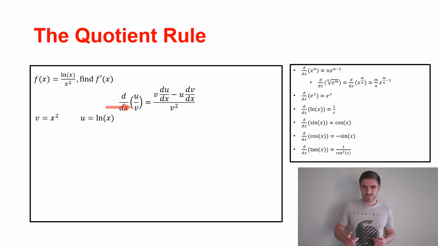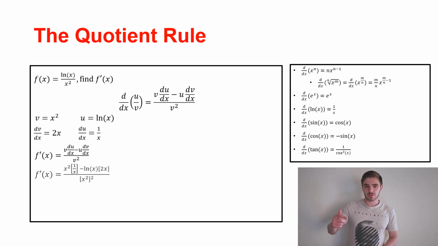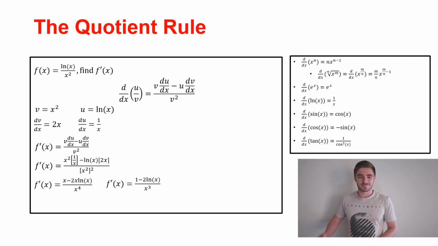Don't forget, if you ever get stuck, you can always refer to the reference sheet in your exam. This is a very easy one to get back to from. So, as before, we're going to find what u is and what v is, as well as their derivatives. Once we have those, we'll just substitute into the quotient rule and simplify the result.